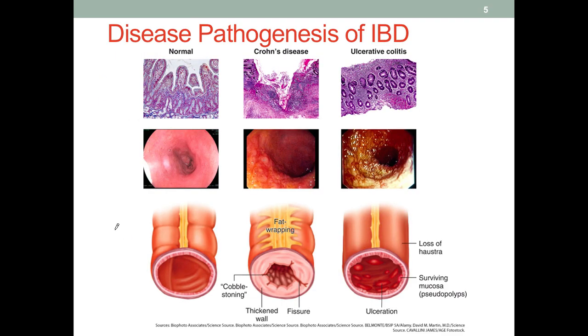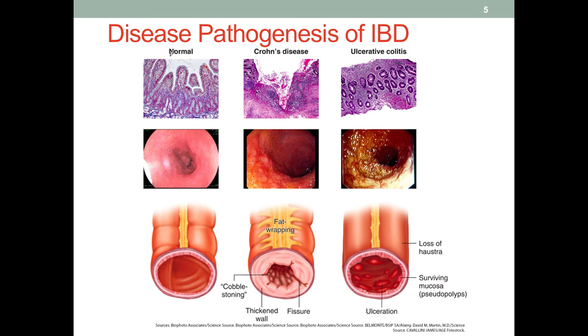So here we see the type of damage that IBD can cause. This is showing the histology, a picture using an endoscope, and the figure drawn out here. So we see the normal colon, the colon in Crohn's disease, and the colon in ulcerative colitis, or UC.